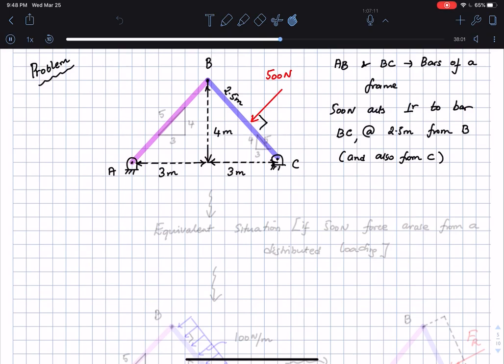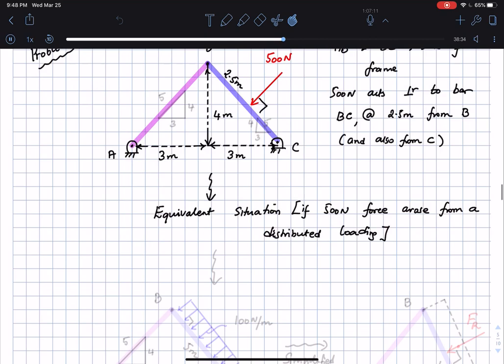Okay, so this is the situation, and the same problem could have been given in the form of a distributed loading. So for example, if the 500 Newton force were distributed loading, this would have been an equivalent situation. Okay, so I just want to draw an equivalent situation. If the 500 Newton force arose from distributed loading, okay, here is the equivalent situation that I want to draw.